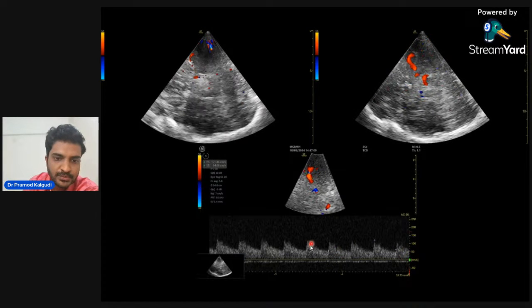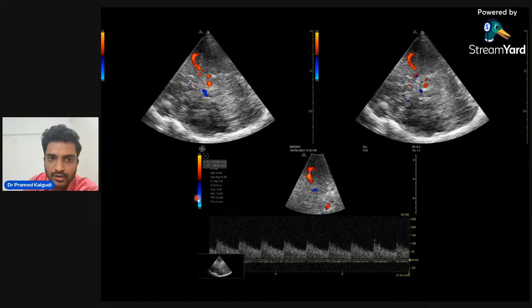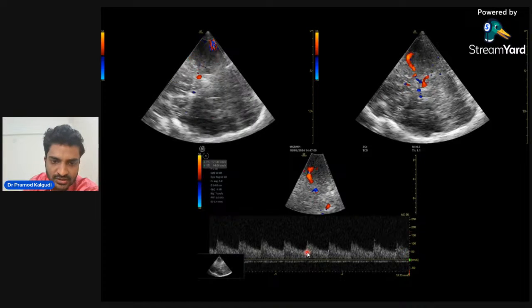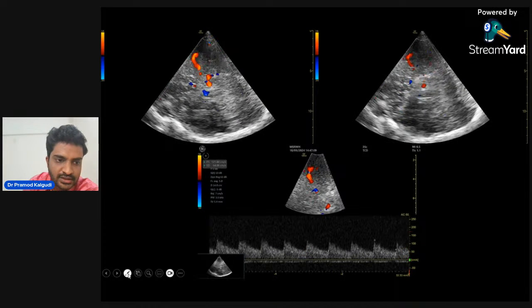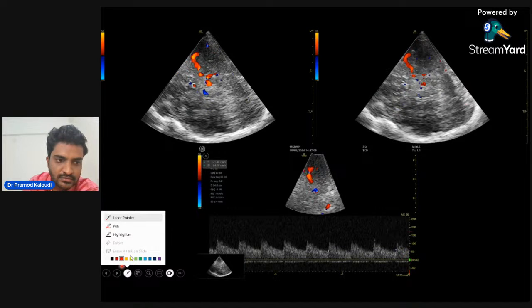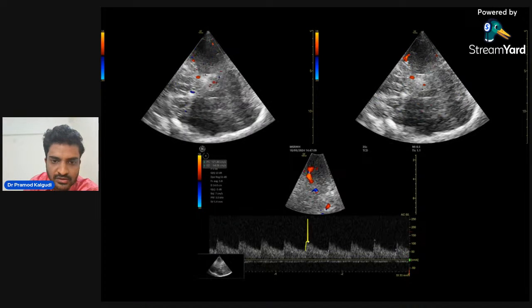Once you put the pulse wave Doppler, you can measure it. Most of the machines give you an automated peak systolic and end diastolic. In fact, you can do it yourself. You can just trace the spectral Doppler. So how do we do it? I'll just show you. So always start the envelope from the systolic.